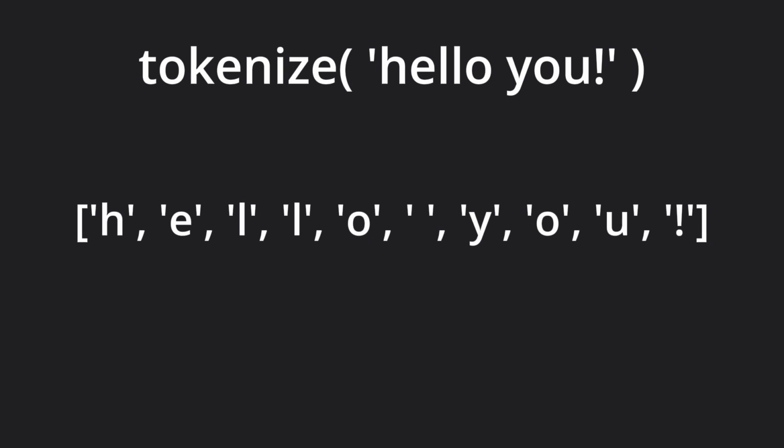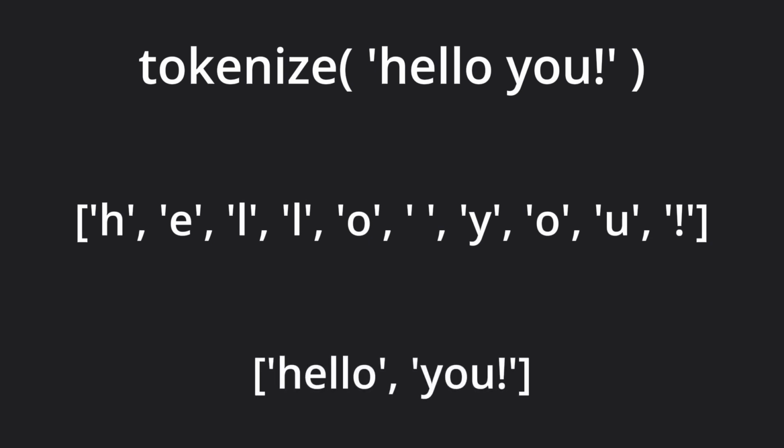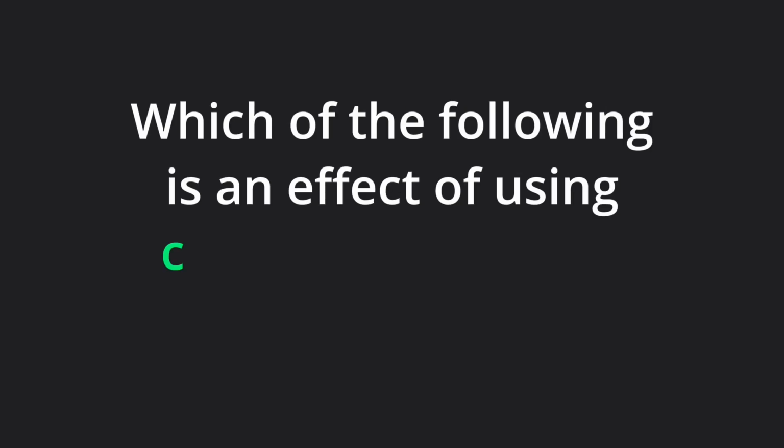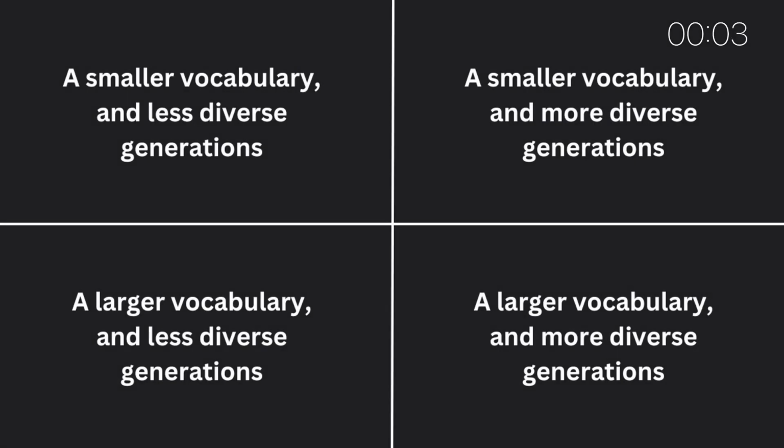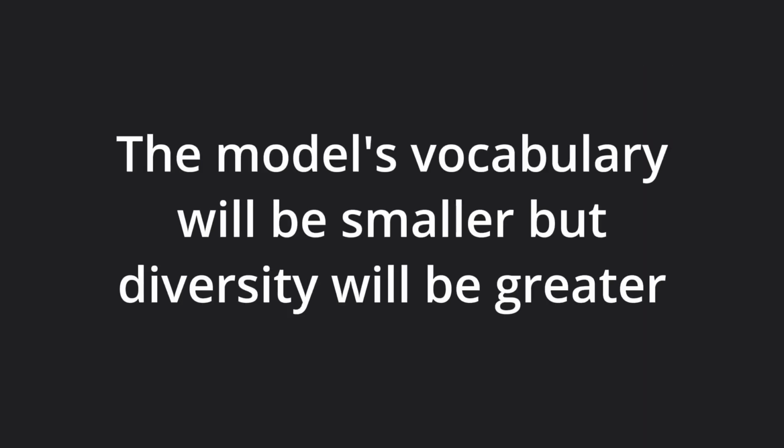Okay, question 2. Here's an example of character level tokenization, and here's word level tokenization. Which of the following is an effect of using character level over word level? The answer is B. The model vocabulary will be smaller, but diversity will be greater.